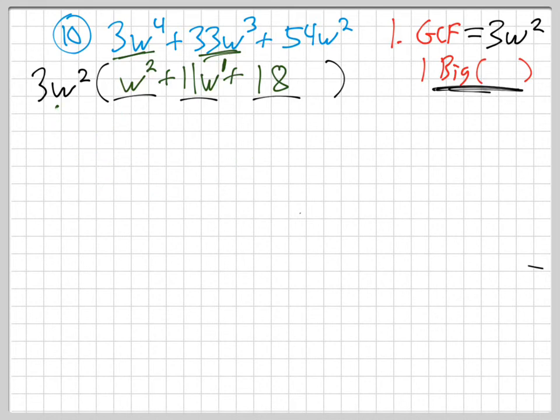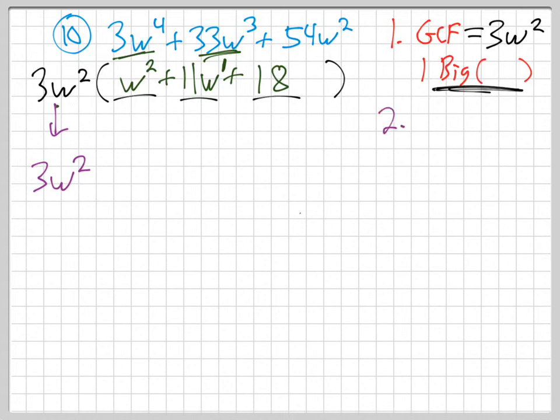Now, we're not done, right? Now we leave that 3w squared. He's going to be part of the final answer. It's just we set him aside. We don't need to do anything else with him. He will be there in the end. He's part of the final answer.